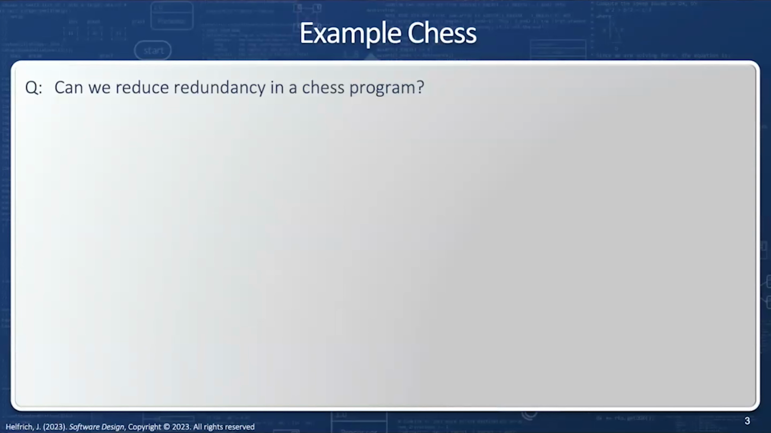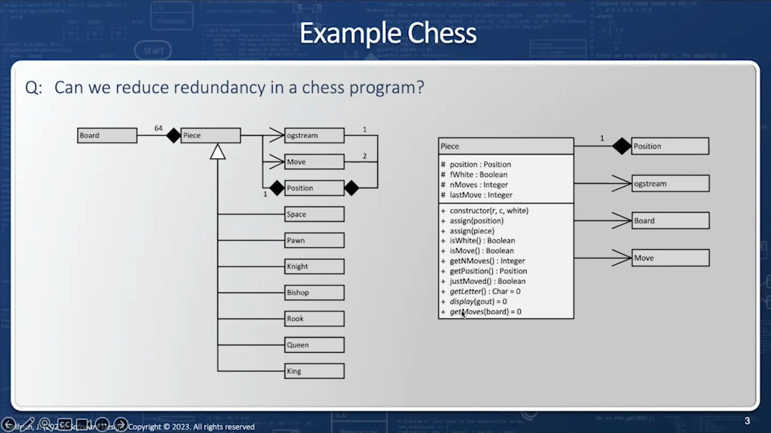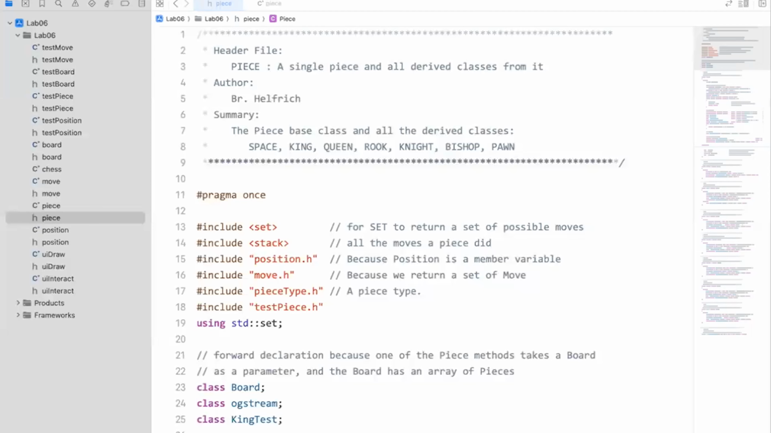How can we reduce redundancy in a chess program? We're going to have a board that's going to have 64 pieces, and each piece is going to be a space, pawn, knight, bishop, rook, or whatever. We're going to notice that each piece has a get possible moves method that needs to be implemented. So let's focus on that. There might be some redundancy there. Let's take a look.